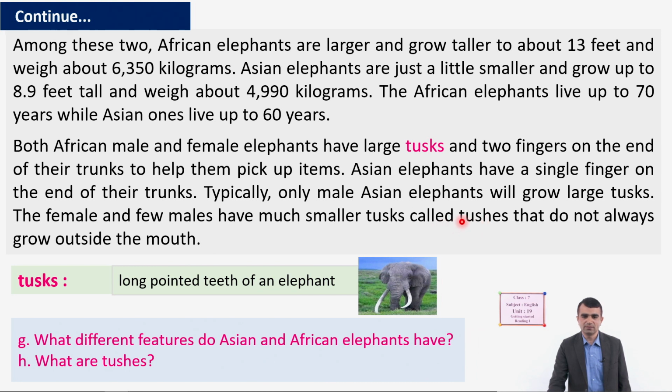You can see here. Okay, only male Asian elephants will grow tusks. The female and few males have much smaller tusks that are called what? Tushes. Small tusks that don't come out of their mouth, okay, smaller, they are called tushes. Okay.